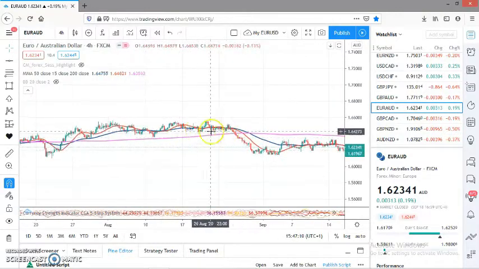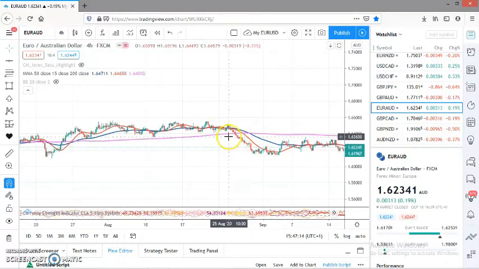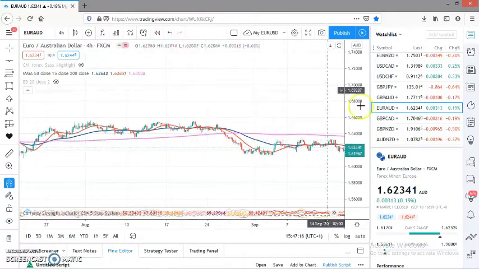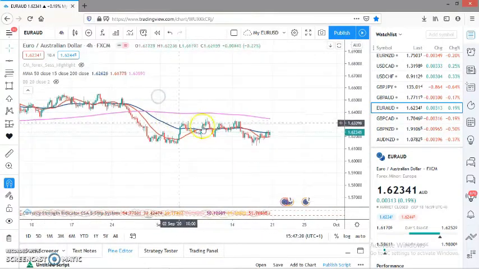So for here, we didn't really know what price wanted to do. Does it want to go down? Does it want to go up? So this is the kind of choppy market that you should not really look to trade. And then at this point, it looks as though a range is starting to form.